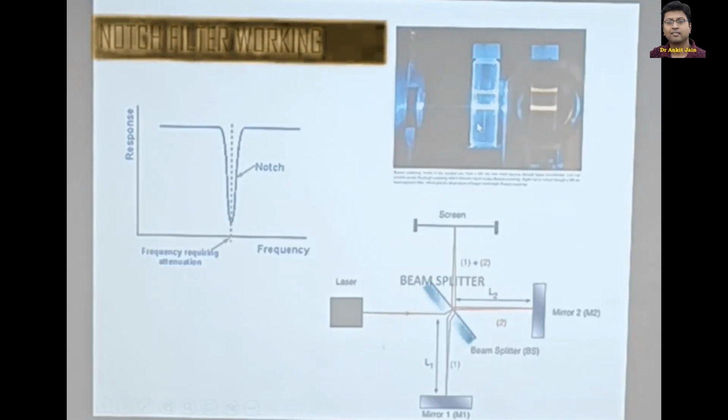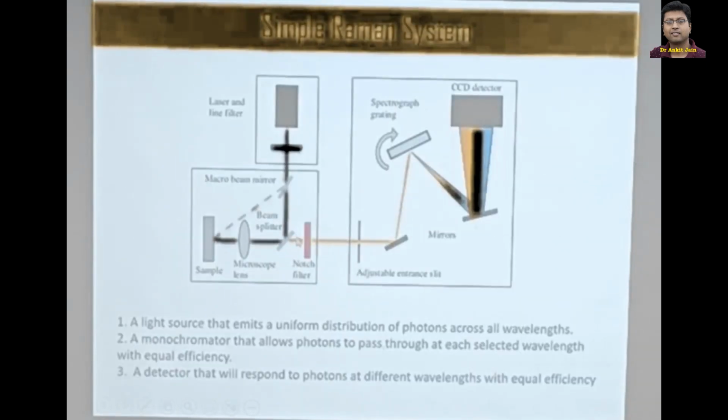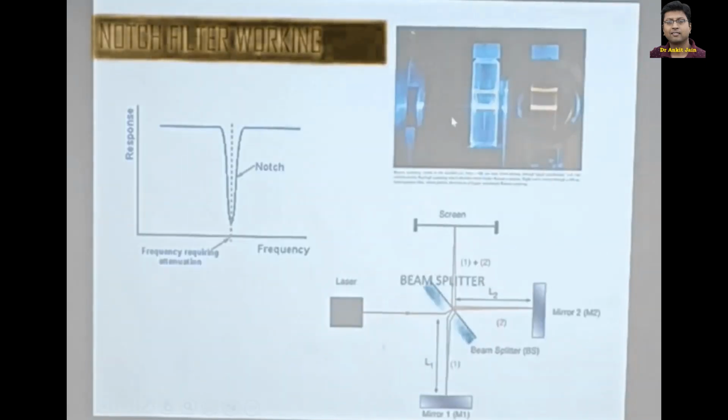If you go to the lab and see the Raman instrument, you can see the notch filter that is used after interacting with the sample. This is our sample, and this is how the sample looks when passing through the notch filter. This round thing that you are seeing here is the notch filter.